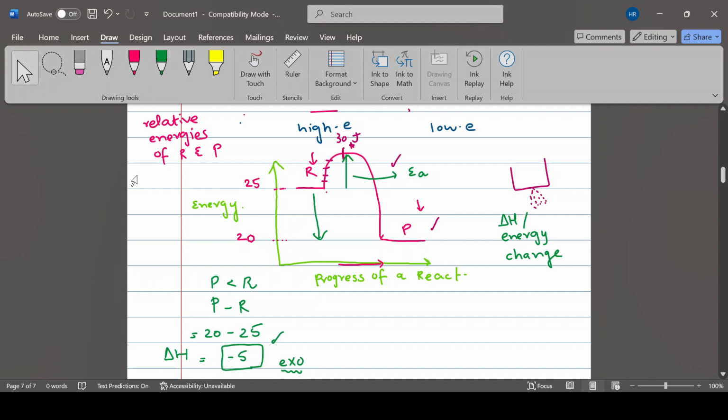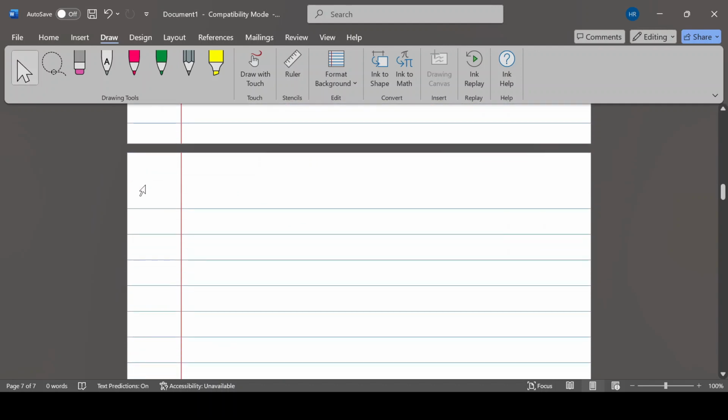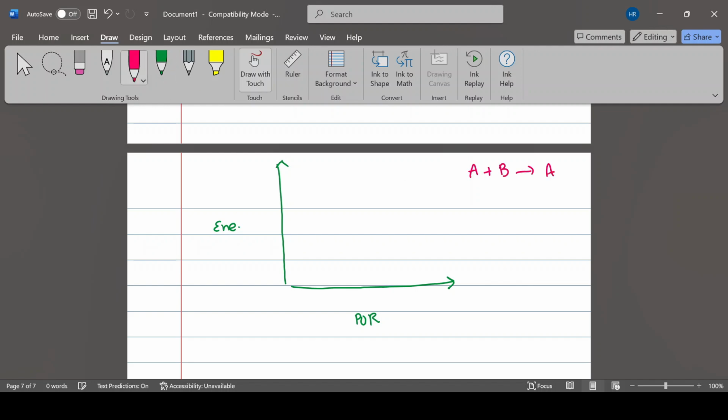Now, when we draw the same reaction profile diagram for an endothermic reaction, it's the same concept, it's just that the things are going to be opposite now. So, let's draw the axis again. We have progress of reaction on the x-axis, we have energy on the y-axis. Okay, again, A plus B forming AB. Now, if this is an endothermic reaction, do you think the product should have a higher energy level or a lower energy level compared to the reactants? What do you think?